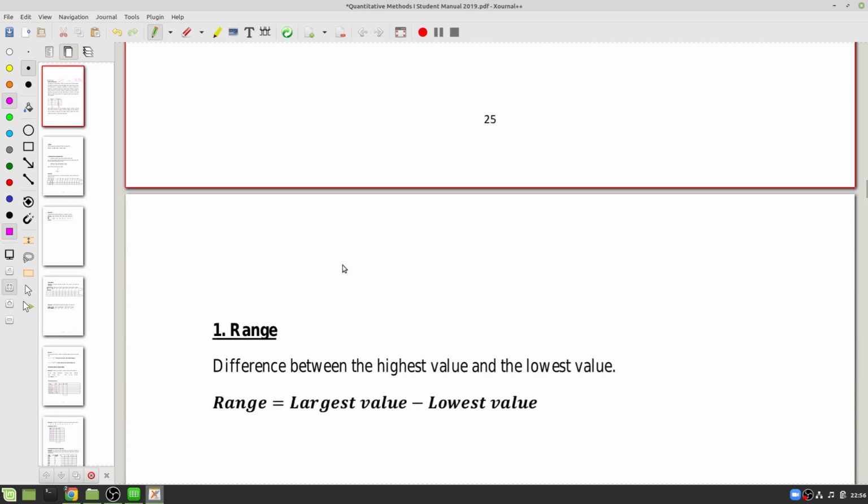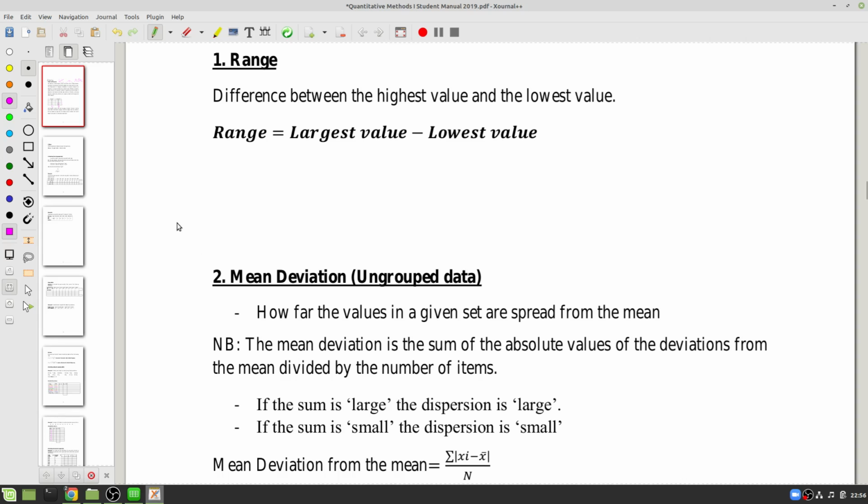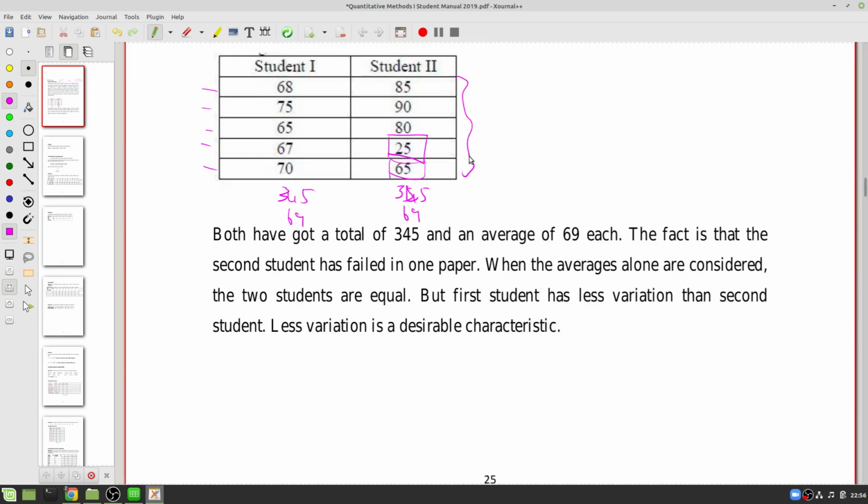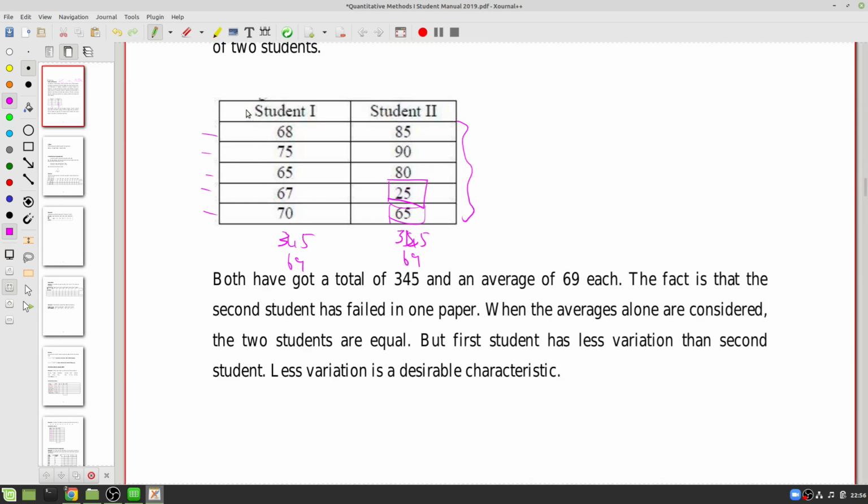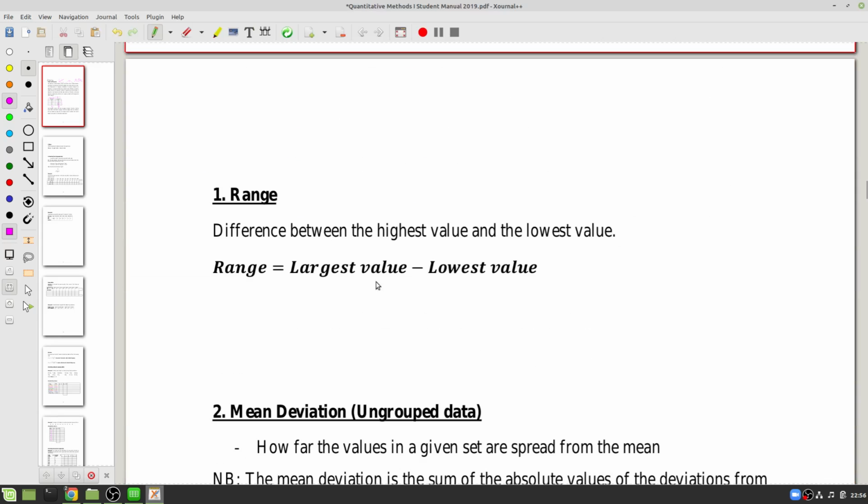Now let's look at a couple of things we can do for dispersion. First, range. That's straightforward: just the largest value minus the smallest value. If we go back to this example, what's the range for student 1? The largest value is 75, the smallest value is 65, so the range is 10, small dispersion. Student 2, highest value 90, smallest value 25, that's a range of 65. So we can already see that student 1 has a better, smaller dispersion, and student 2 has a worse dispersion. But that's a straightforward one: largest value minus smallest value, no tricks there.